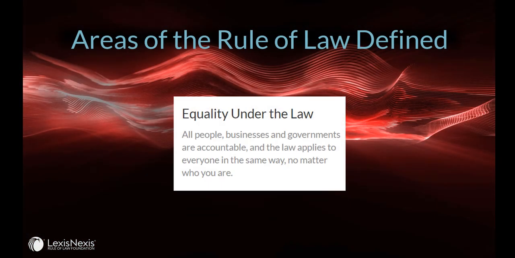Starting with equality under the law. This one's pretty straightforward. All people, businesses, and governments are accountable, and the law applies to everyone in the same way, no matter who you are. Examples of this include equal opportunities when applying for a job. Everyone has the right to be considered equally, or the right to counsel in a criminal case, even when you can't afford it.